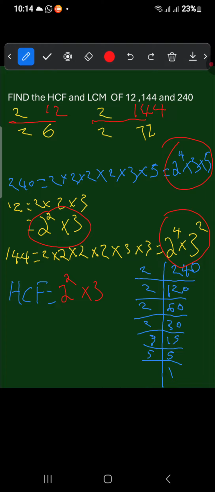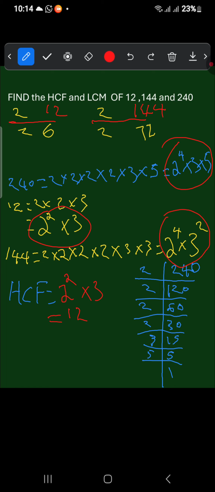It's 3. And yeah, no power, it's fine. I mean, it's power 1. Yeah, it's 3 as it is. Okay, now this is the same as now what? 12. The highest common factor is 12 then.